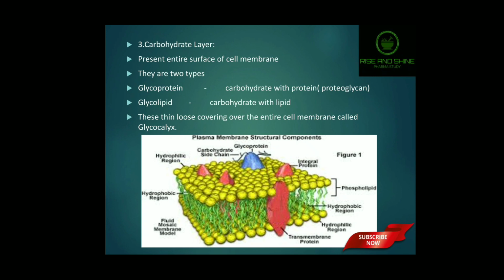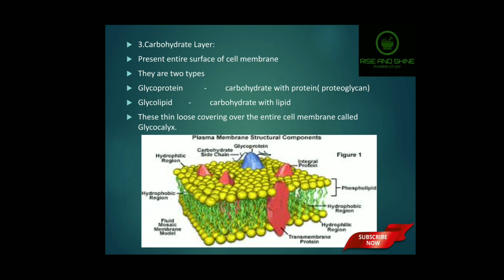A carbohydrate which is attached to a lipid molecule is known as a glycolipid. This thin, loose covering over the entire cell membrane area is also known as a glycocalyx. Here, the structure of the cell membrane is shown, which clearly explains the parts present in the cell membrane. This diagram is very useful to study and remember all parts of the cell membrane.